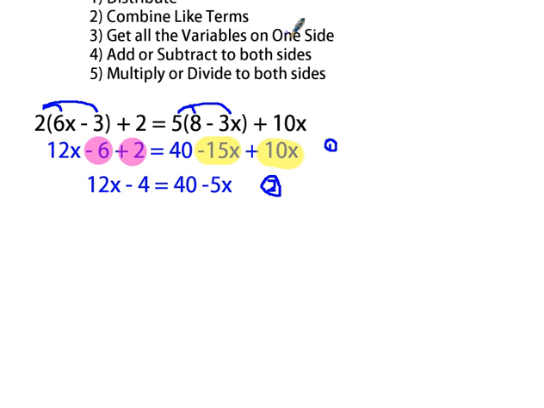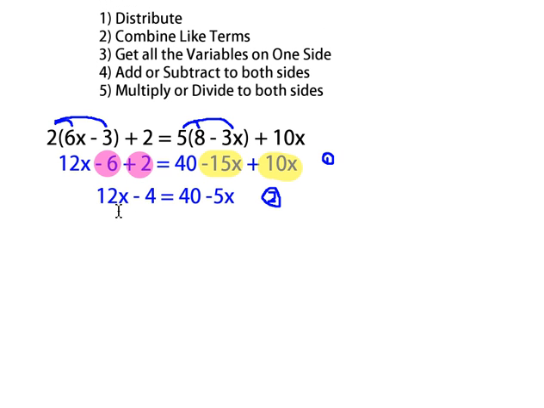Step 3 says get all the variables on one side. I've got a 12x here and a minus 5x there. Let's get rid of the minus 5x. So I'll do a plus 5x on this side and a plus 5x on that side. That should give me a 17x minus 4 is equal to 40. Now I have a simple 2-step equation.